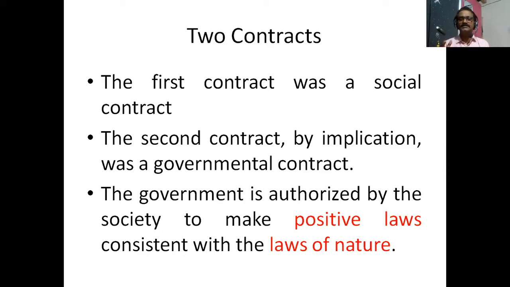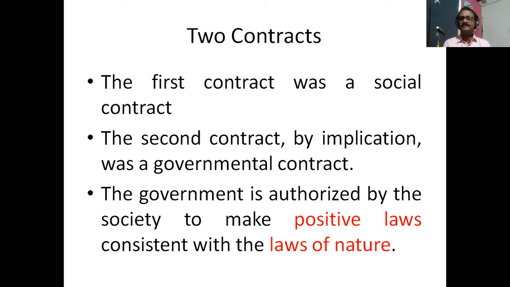And the second contract was, by implication, that they established three organs of the government. That was a secondary contract. The government is authorized by the society, that is civil society, to make positive laws consistent with the laws of nature. So the laws of nature are the protection of the three rights. Positive laws means the state government comes into existence to make positive laws, and those positive laws are within the larger purview of the laws of nature.